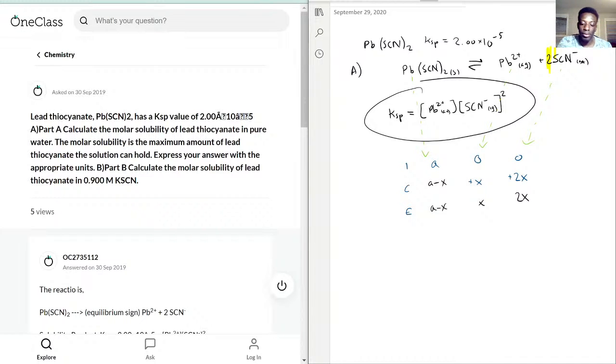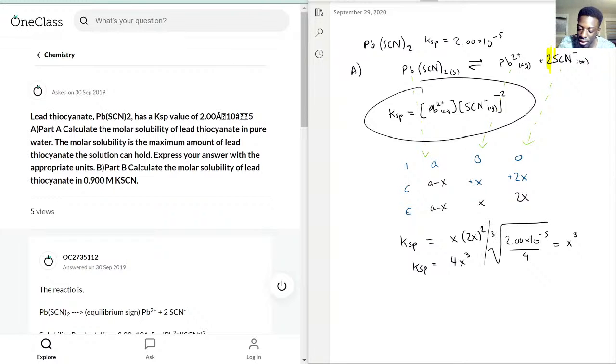Okay? So that means that really the Ksp for this one, if you just plug it in, is going to be x times 2x squared. So Ksp is equal to 4, because it's squared, and instead of x squared, because it's an extra x, it'll be 4x cubed. So now let's just plug it in. That means that the 2.00 times 10 to the negative 5 is going to be divided by 4. That's going to give us x cubed. So all of this is going to be cubed, I mean, the opposite of that.